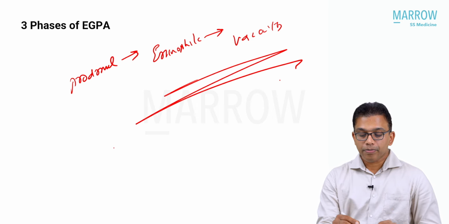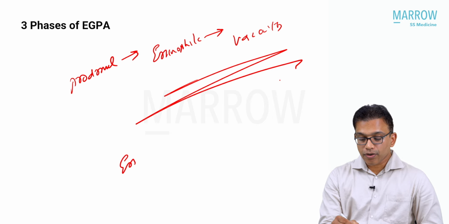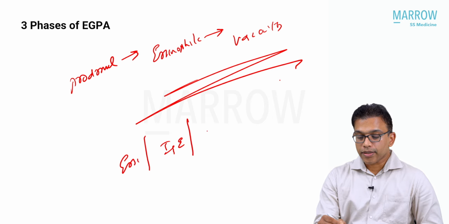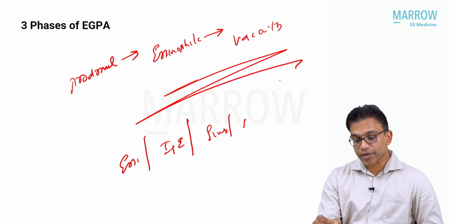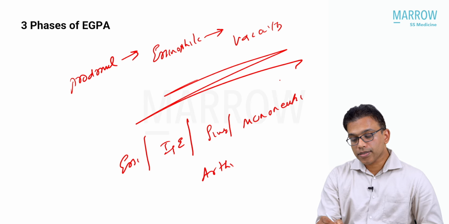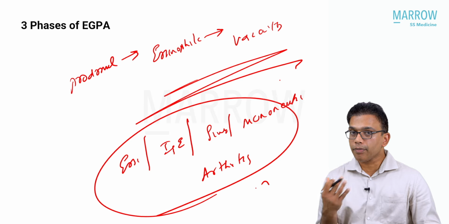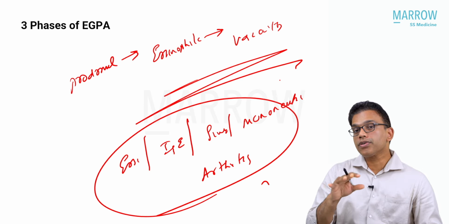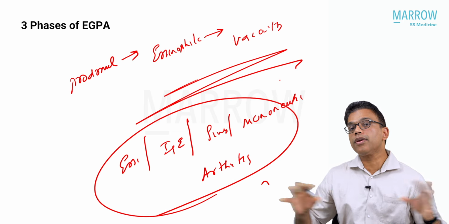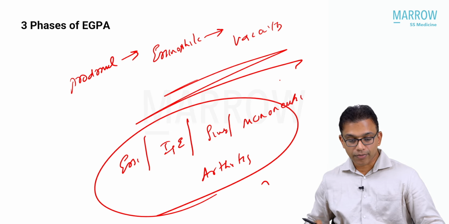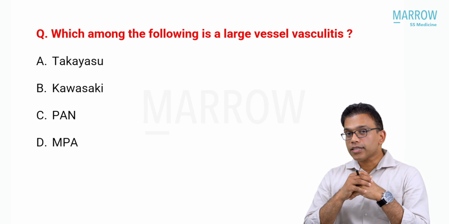So the classical features include eosinophilia, very high, the IgE levels can be high, there can be sinus involvement, there can be transient pulmonary infiltrates, there can be mononeuritis, there can be arthritis. All these phenomena can be there for eosinophilic granulomatosis with polyangiitis, and most of the patients will have severe asthma, difficult to control asthma at some point of time. Which among the following is a large vessel vasculitis?